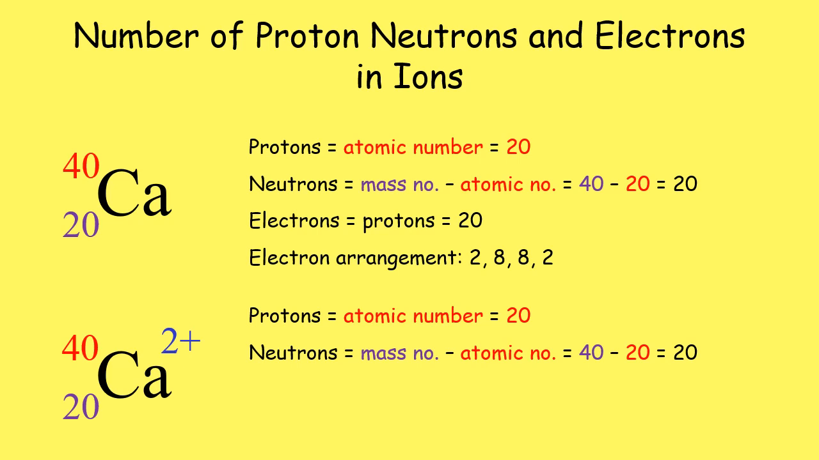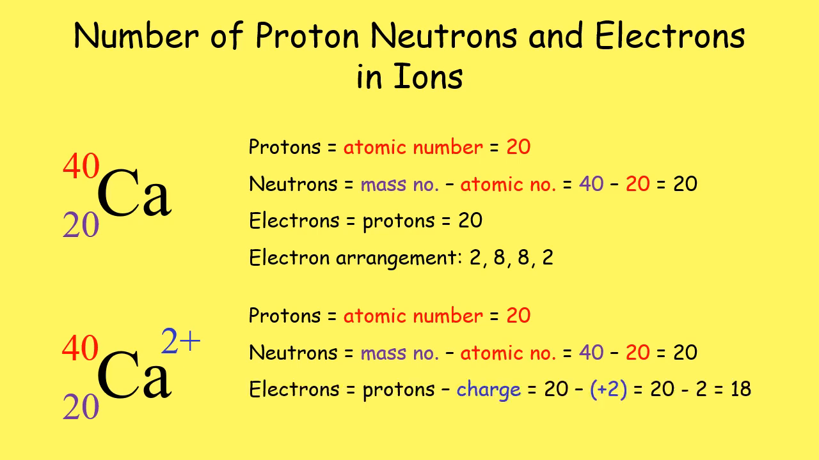And finally, electrons is protons minus charge. Now this time it is 20 minus positive 2. If we have a negative and a positive, it is a negative, so it's 20 minus 2. That gives us 18. And our electron arrangement is 2, 8, 8. You'll notice for calcium that as an ion, there are more protons than electrons. If an atom has more protons than electrons, it is positively charged.